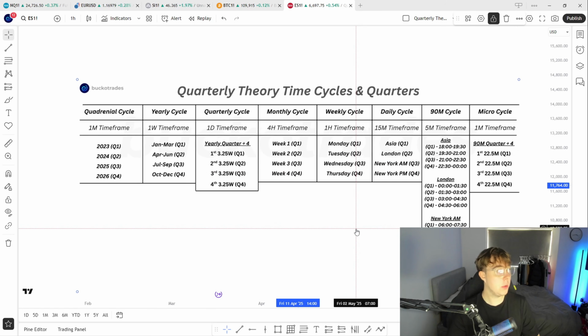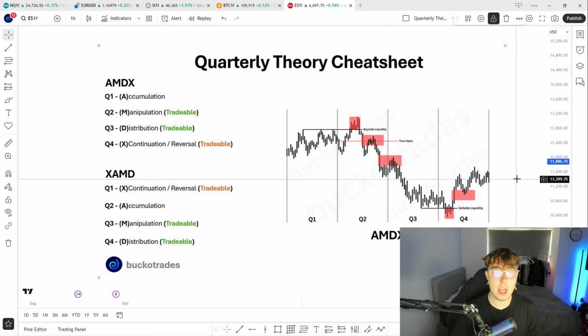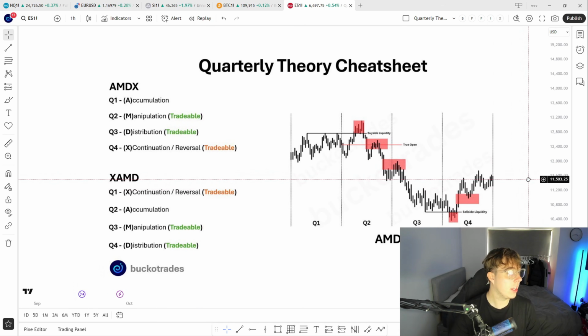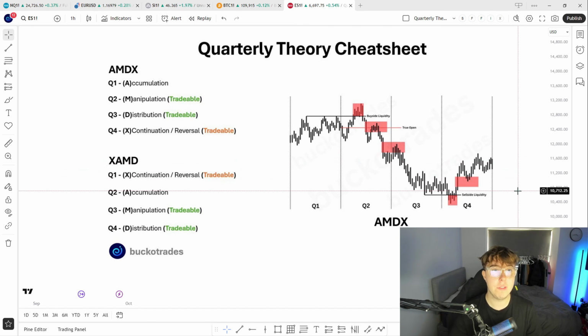Now, one more thing that I do want to show you guys here is a little screenshot, a little cheat sheet that I put together for you guys for quarterly theory. Okay, so let me make sure you guys can see all that. There we go. It is all in frame.